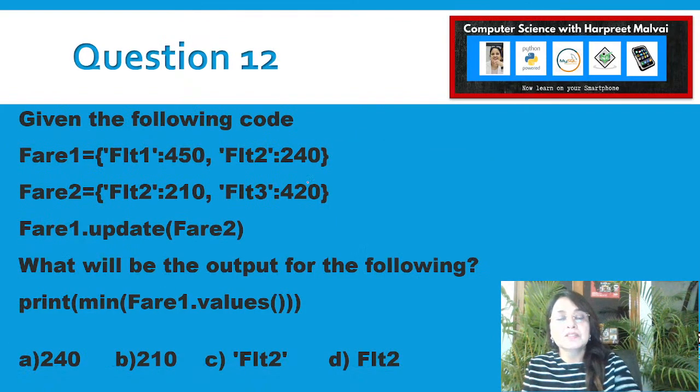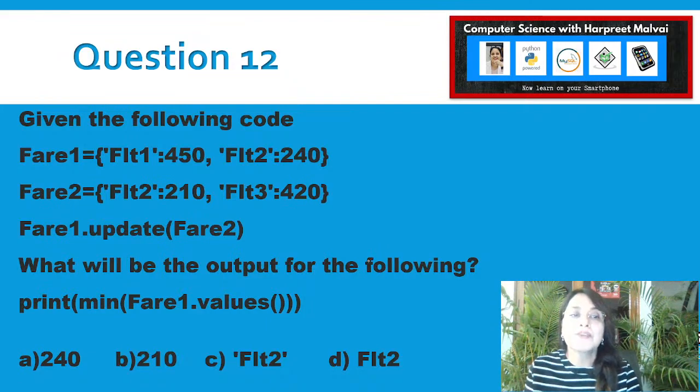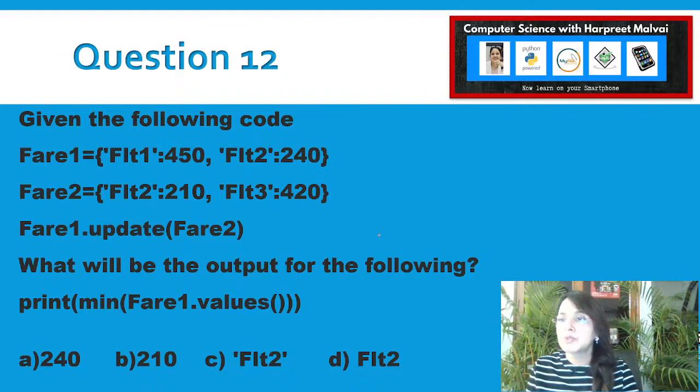Okay, let's go ahead with the 12th question. We have two dictionaries: flight 1, which has value 450, flight 2, which has value 240, and there's flight fare 2, which is flight 2, which is 210, and flight 3, which is 420. Now what we've done next is we say fare 1 dot update fare 2. So what will be the output for print min fare 1 dot values? We've updated fare 1 with fare 2, and then we have to print the minimum value from fare 1 values. So what would be the answer in this case?